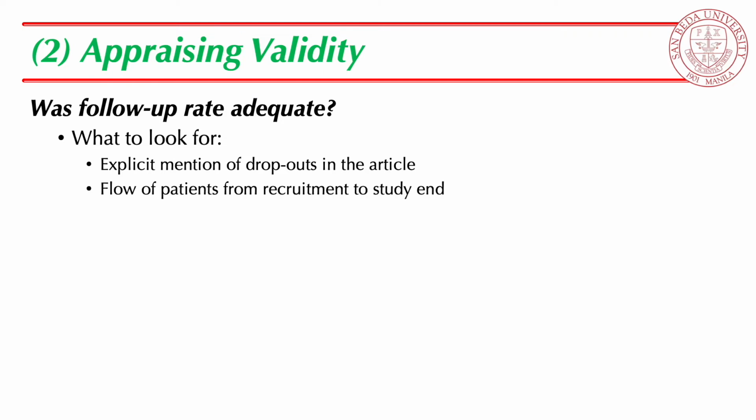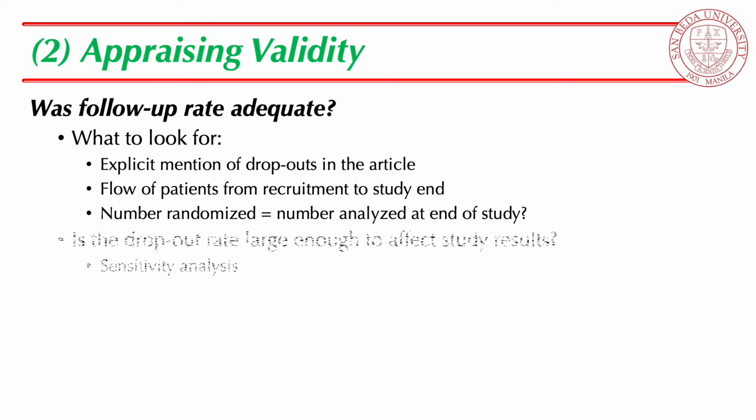Dropout rates should be shown in diagrams that depict the flow of patients from recruitment all the way to the end of the study. Now, if that diagram cannot be found, check in the text whether the number of patients randomized is equal to the number of patients analyzed at the end of the study. Next, you have to find out if the dropout rate is large enough to affect the results of the study. With that, we will need to perform what is called a sensitivity analysis. Here is where we will be doing a bit of math.